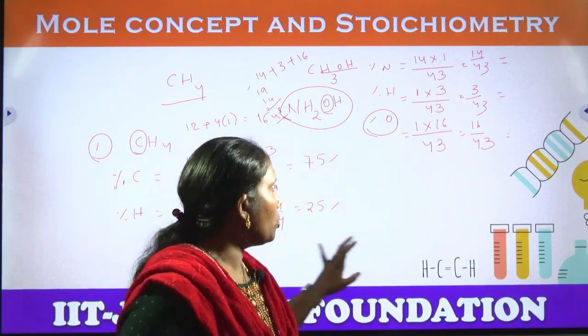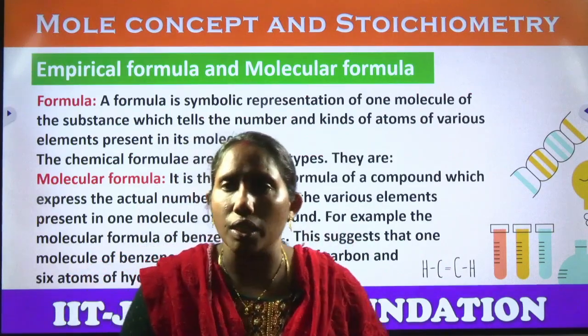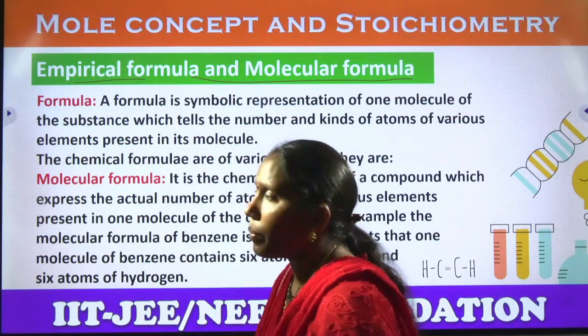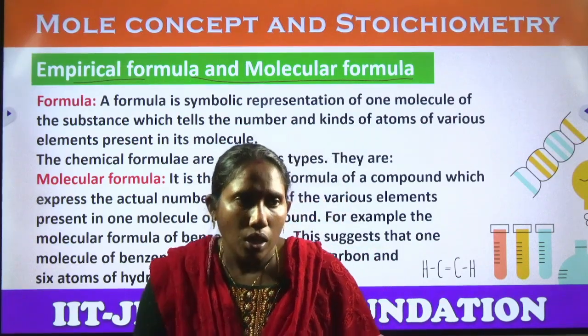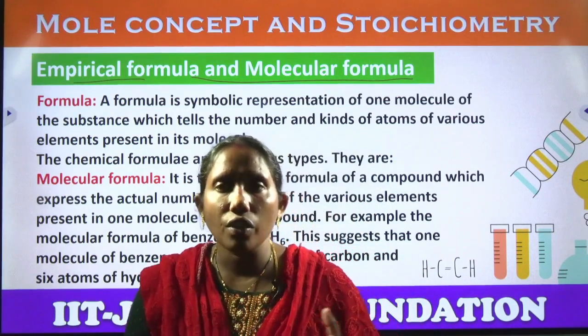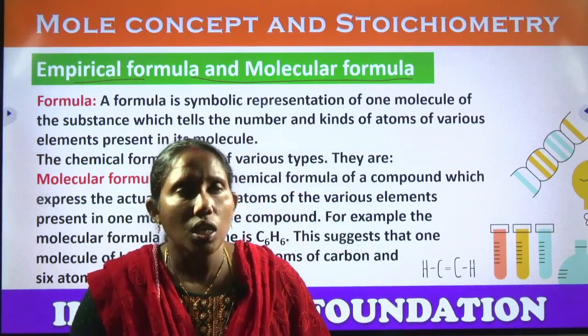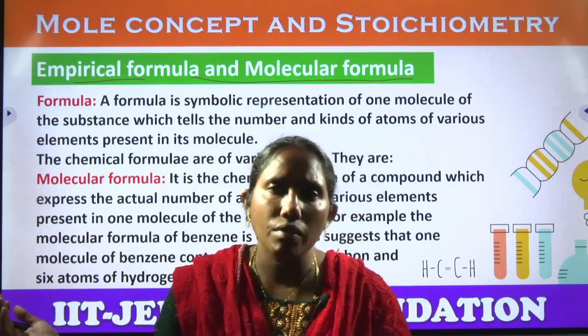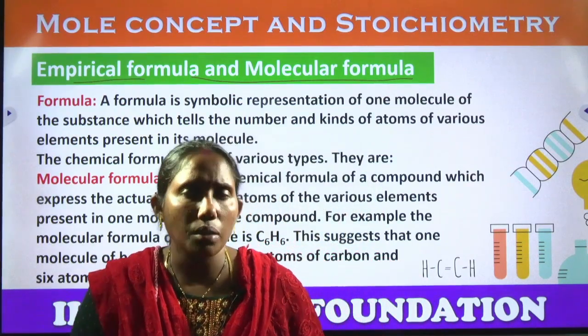So let us come to the next one. This is empirical formula and molecular formula, and it is very important also. What is meant by empirical formula? What is meant by molecular formula? First of all, we should know their definitions. See, we know the molecular formula. Keep the empirical formula aside; first we should take the molecular formula.